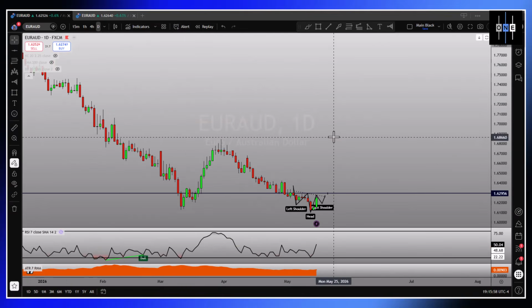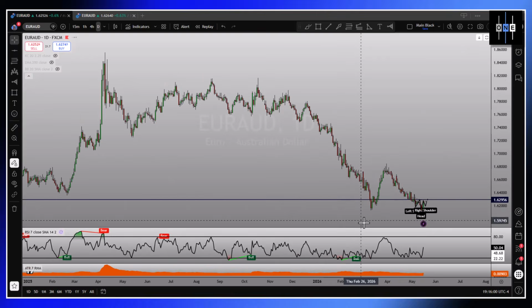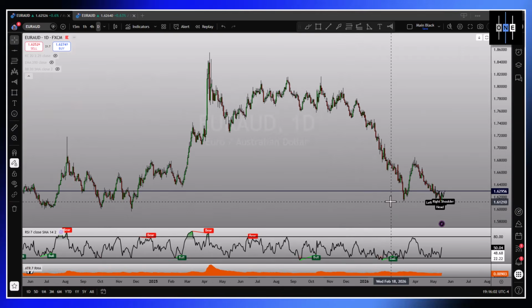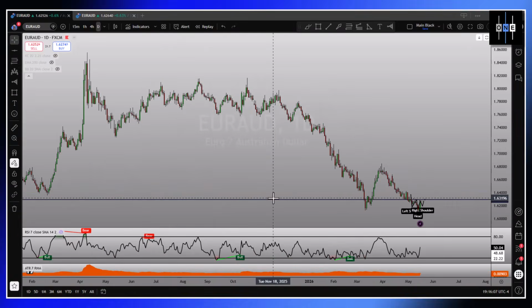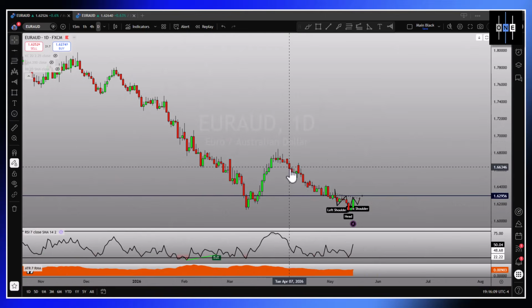If you look at Euro Aussie bigger picture, we came down, we violated this most recent level of structure, but we did run into other levels of structure down here, these previous lows. So it's not a bad location to expect a little bit of a reversal, to be honest with you.